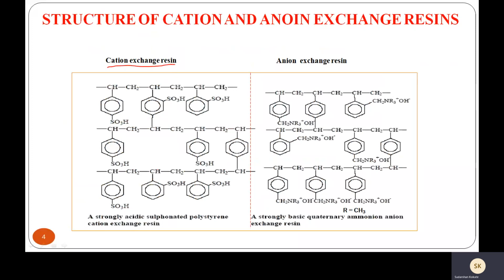This polymer can undergo sulfonation and carboxylation, which makes it capable of replacing H+ ions with calcium 2+ and magnesium 2+. This is the representation of the structure of the cation exchanger resin: styrene divinyl benzene copolymer undergoes a carboxylation or sulfonation reaction.